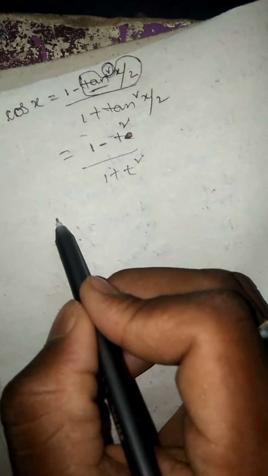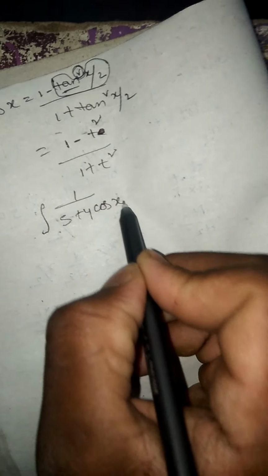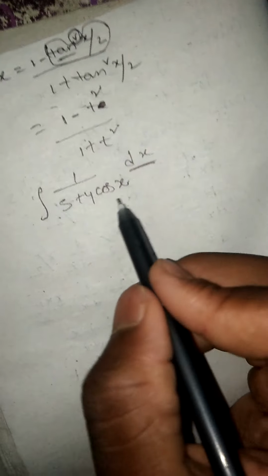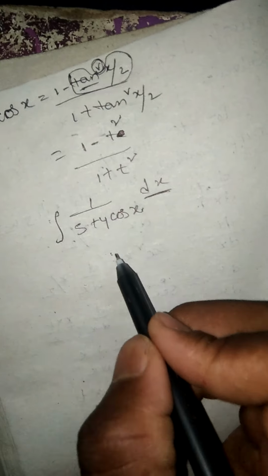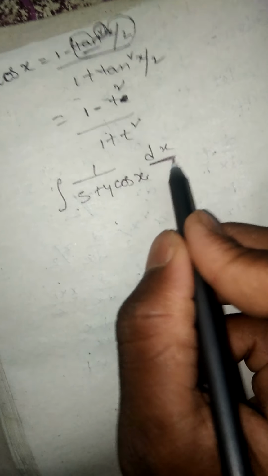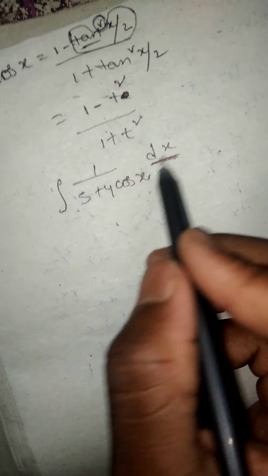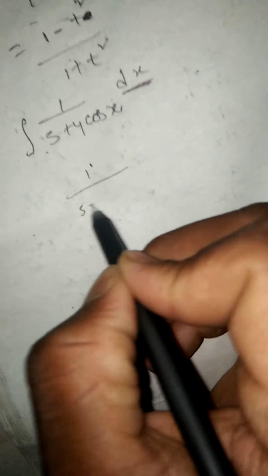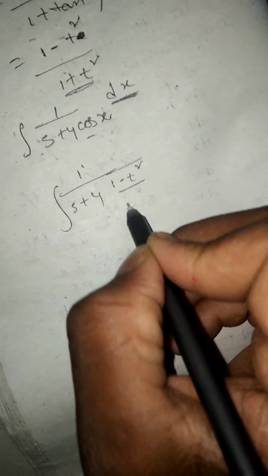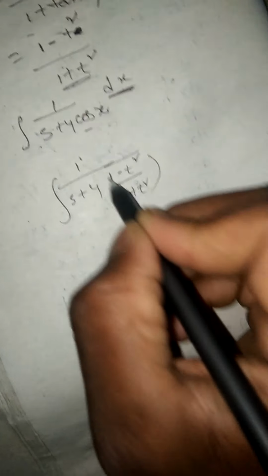Now go to this sum. The sum has given 1 by 5 plus 4 cos x dx. Here dx means we have already got in the sum dx is equals to 2 dt by 1 plus t square. So we have to put 2 dt by 1 plus t square in the dx place. 1 by 5 plus 4. Here cos x means we have got 1 minus t square by 1 plus t square. We have to substitute in cos x place. 1 plus t square by 1 minus t square by 1 plus t square.